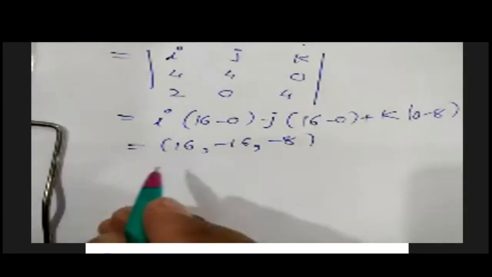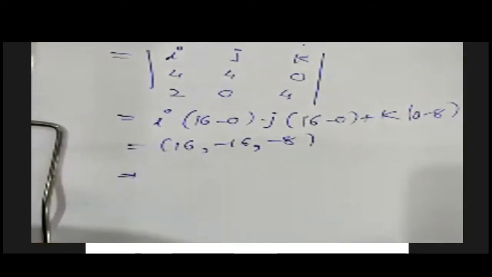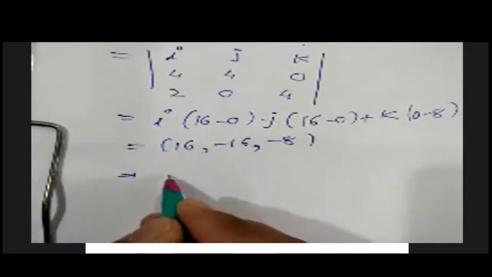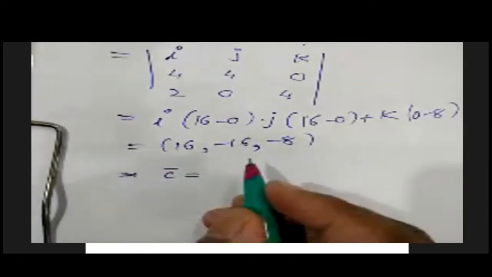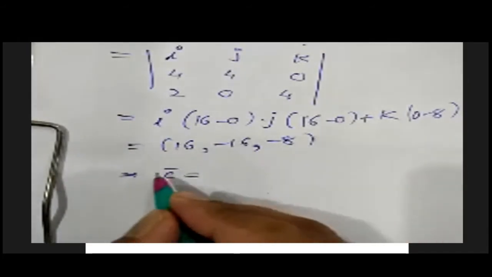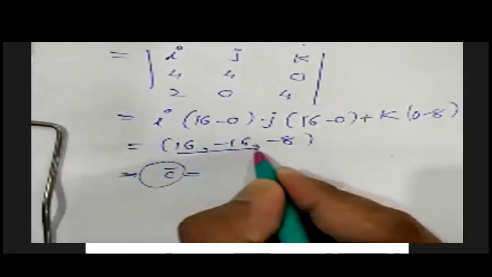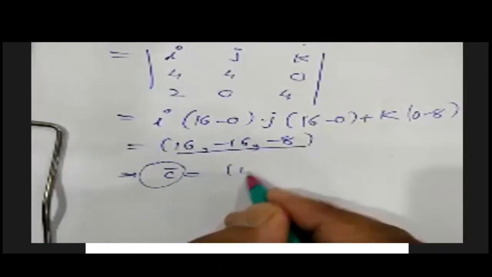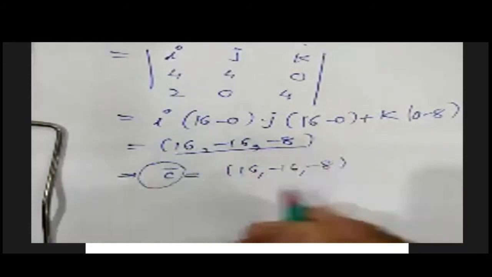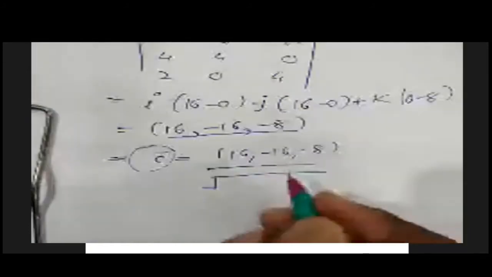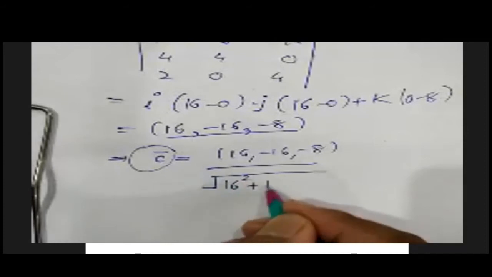Okay, one more condition is given. The resultant must be a unit vector. Is it a unit vector? No sir, this is not a unit vector. To find the unit vector, what should we do? C bar is equal to, C bar must be a unit vector. So let's find the unit vector in this direction: 16, minus 16, minus 8 upon its magnitude. Automatically the unit vector will be created.